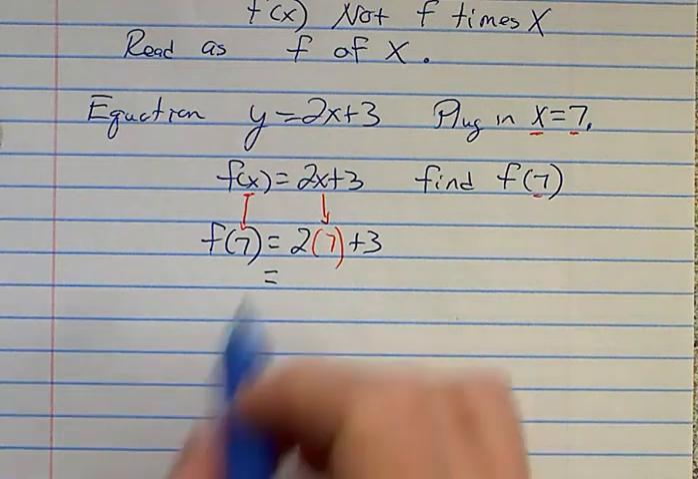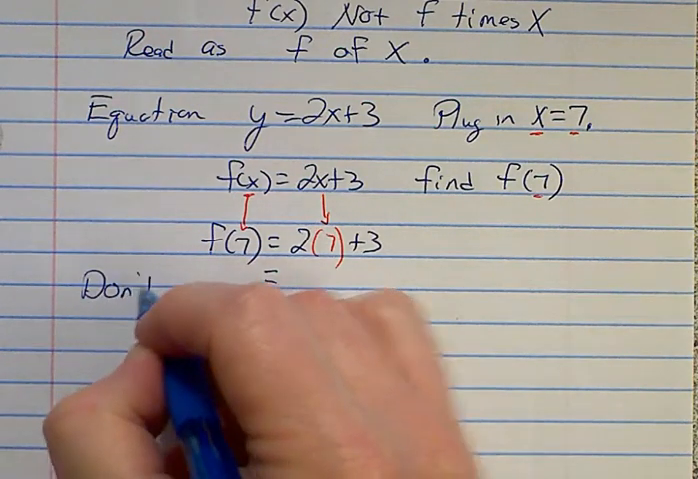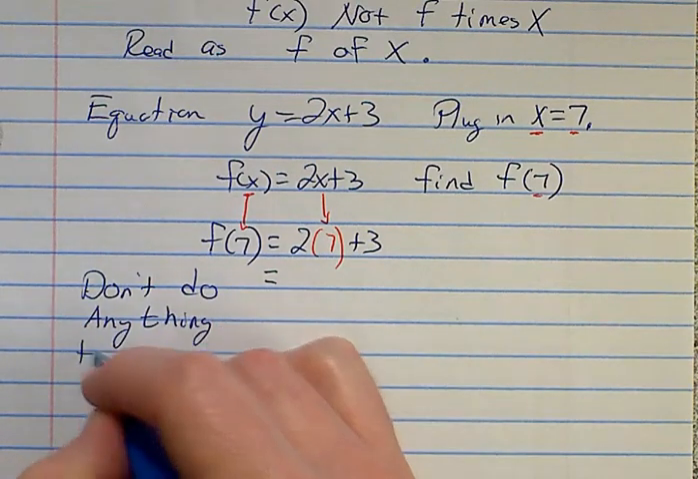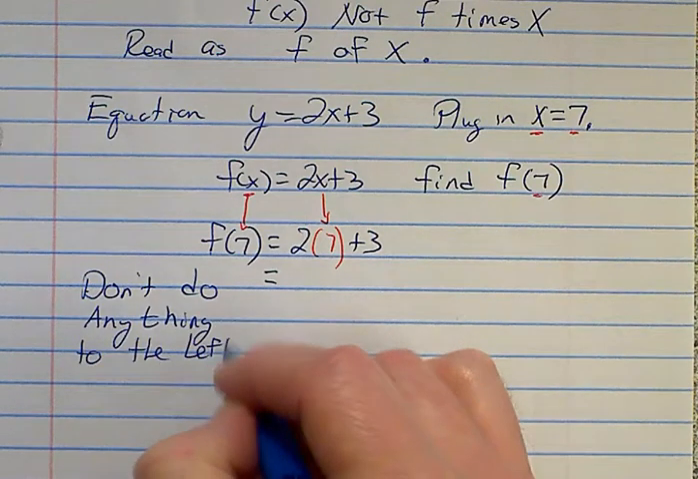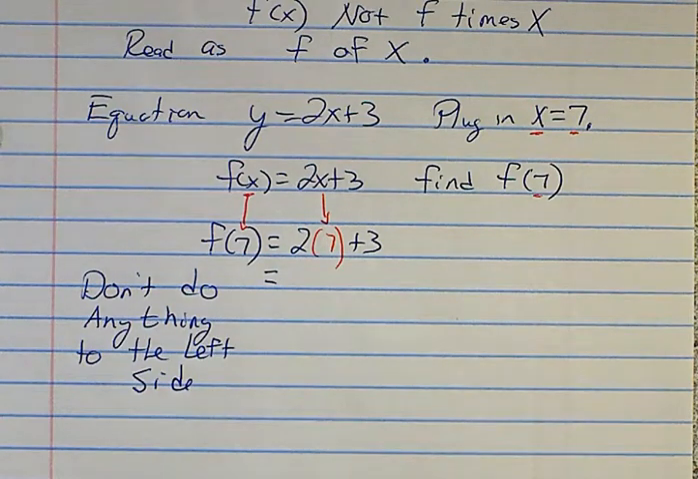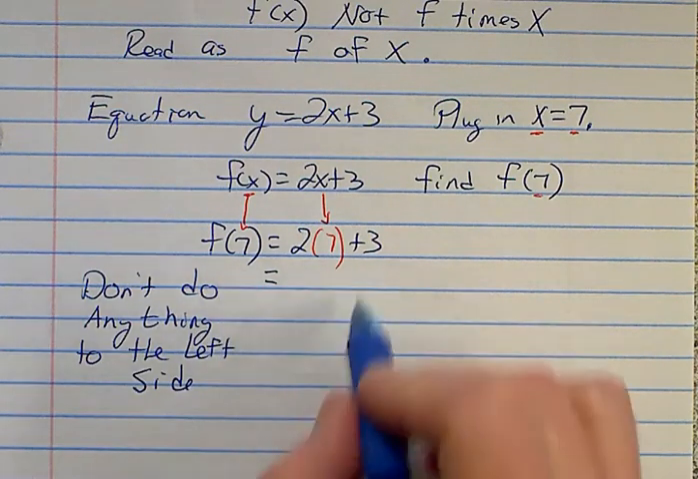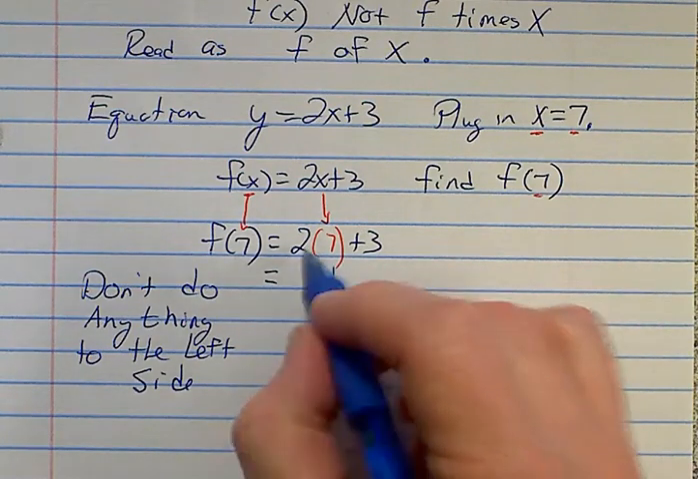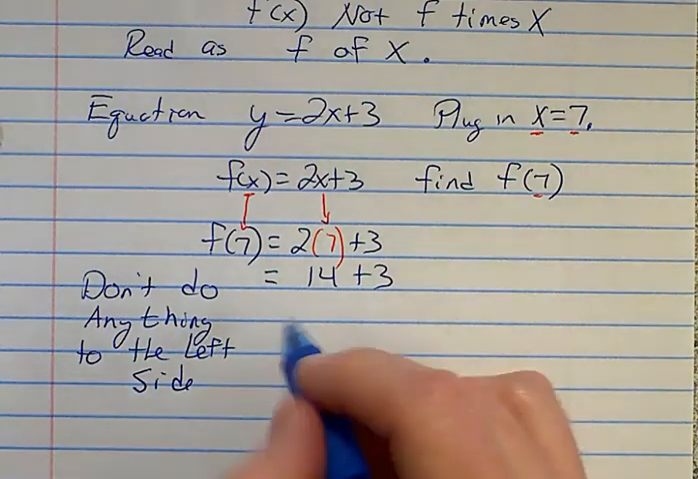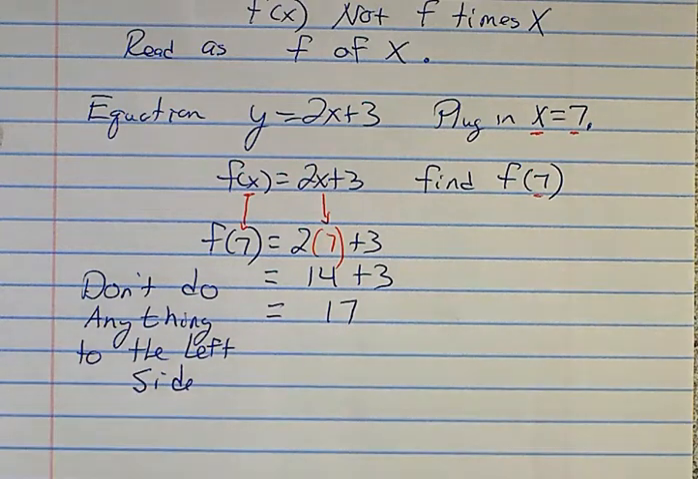Okay, here's the one big thing with this one. When you do these functions, you don't do anything to this left-hand side over here. That f of 7 is just a marker that you don't really do anything with. It's just telling you what number you plugged in. All the work is over here on the right-hand side. 2 times 7 is 14, and then 14 plus 3 makes 17. Okay, and that would be the answer you're looking for there.